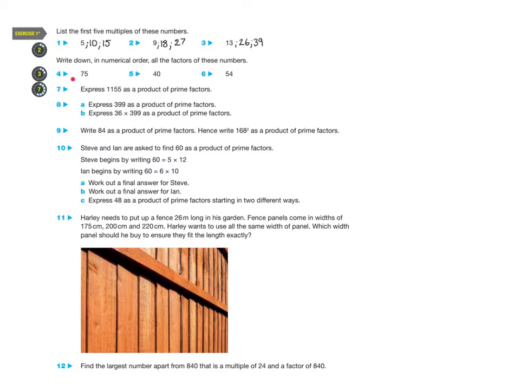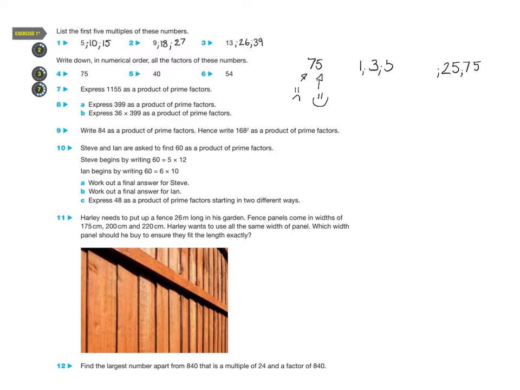The next question asks us to write down in numerical order all the factors, so not just the prime factors of the following numbers. So I'm going to do 75. And 75, the first factors are going to be 1 and 75. 2 doesn't go into 75 nicely, so we ignore that. 3 does go into 75 nicely, so we'll put that down. 3 goes into 75 25 times. We'll put that there. 4 doesn't go into it nicely.